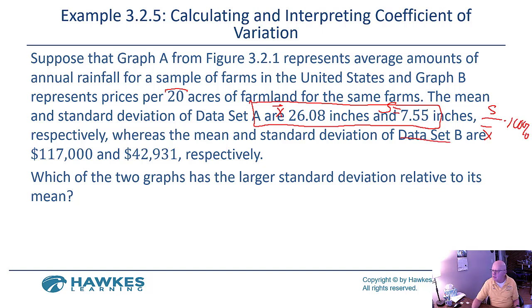And we'll do the same thing for data set B. Here's the mean. And here's the standard deviation. There we go. Do the same thing with it. Which of the graphs has the larger standard deviation compared to its mean? We're doing some comparison. It's not just the standard deviation. How does it compare with the mean of your data?